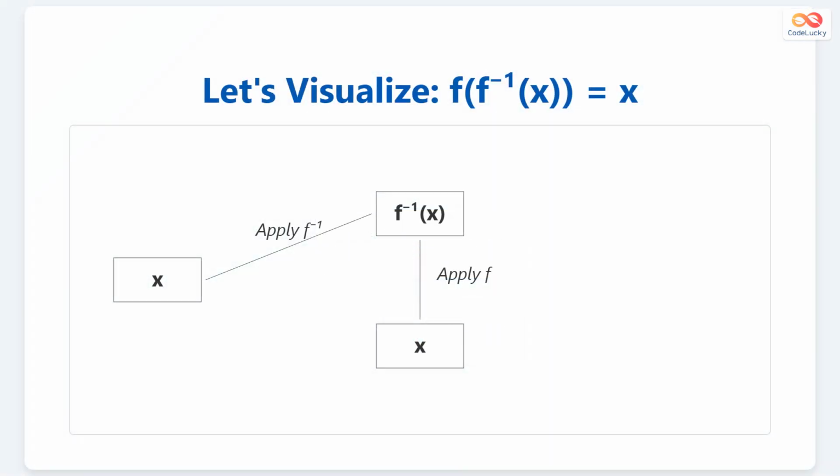Here's a simple way to picture it. You start with an input x, you apply the inverse function to it, then you apply the original function to that result. The final outcome should be the x you started with. The function and its inverse cancel each other out.